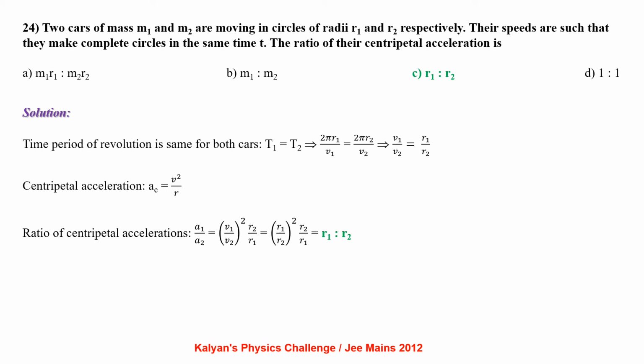Time period of revolution is the same for both cars, t1 equals t2, so 2 pi r1 by v1 equals 2 pi r2 by v2, which gives us v1 by v2 equals r1 by r2. Centripetal acceleration a_c equals v² by r, so the ratio of centripetal accelerations a1 by a2 equals (v1 by v2) squared into r2 by r1, which gives us the ratio to be r1 is to r2.